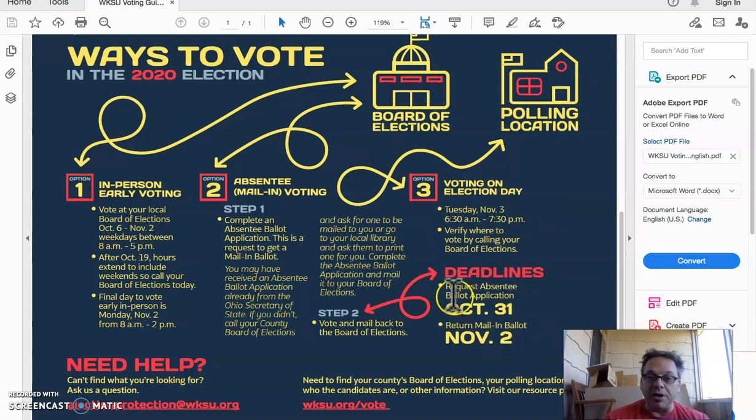Couple deadlines, right? The deadline to request an absentee ballot is Halloween, so October 31st. If you want to do this, vote through the mail, you need to fill out this application by October 31st. And you're sending it in the mail, right? So this takes time. So if you want to do this, I don't want to leave the house, I want to vote through the mail, right? You need to do this soon, right?